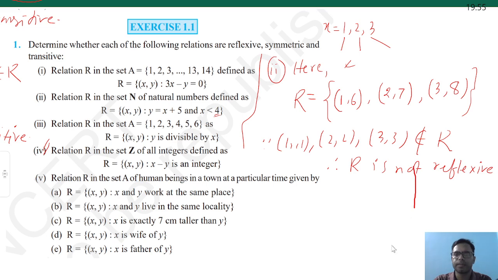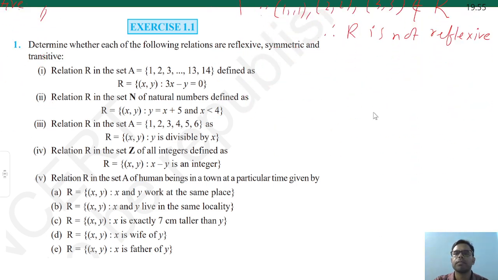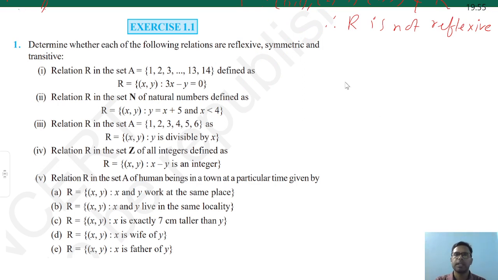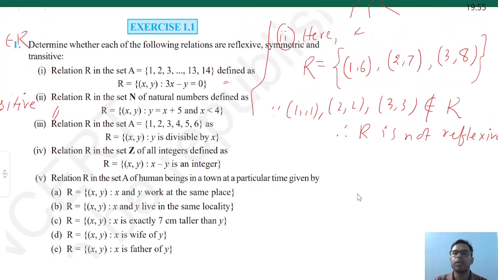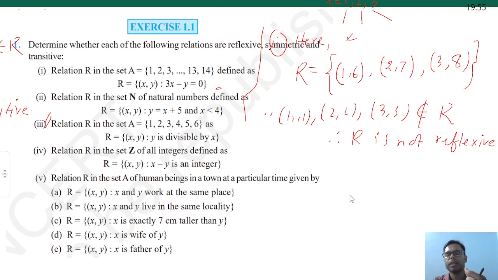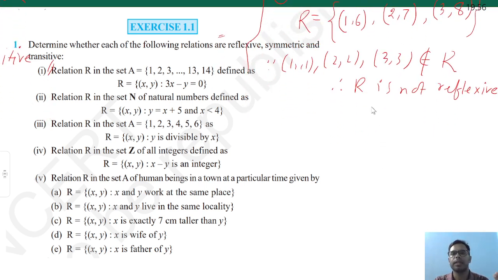Then you take the symmetric part. Symmetric part means to check whether the reverse ordered pair of each ordered pair here belongs to R or not. You see (1, 6) is in R, but (6, 1) is not in R. In a similar manner (2, 7) is in R, but (7, 2) is not in R. Similarly (3, 8) is in R, but (8, 3) is not in R.